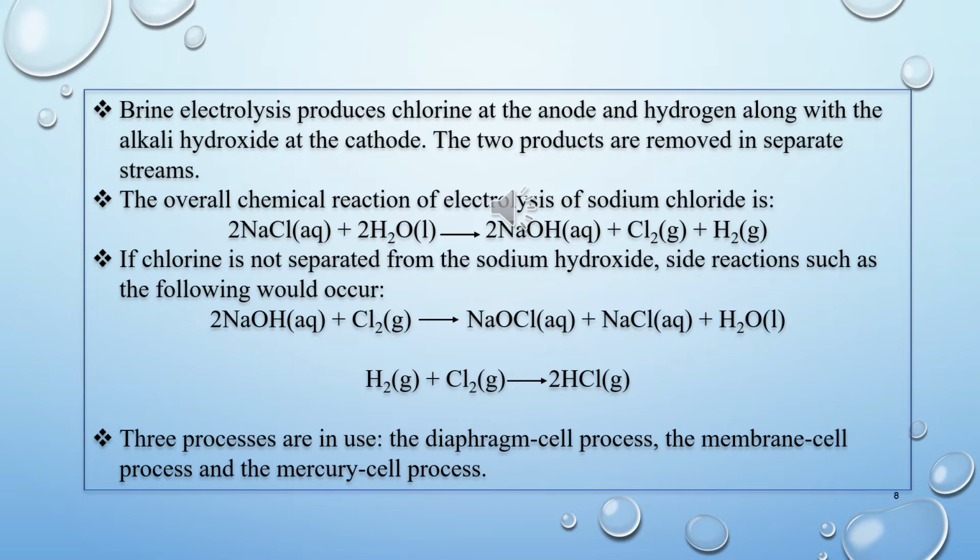And the next point is, three processes are used: the diaphragm cell process, the membrane cell process, and the mercury cell process. Dear students, for the chloralkali process, three cell processes are used: the first one is the diaphragm cell process, the second one is the membrane cell process, and the third one is the mercury cell process.